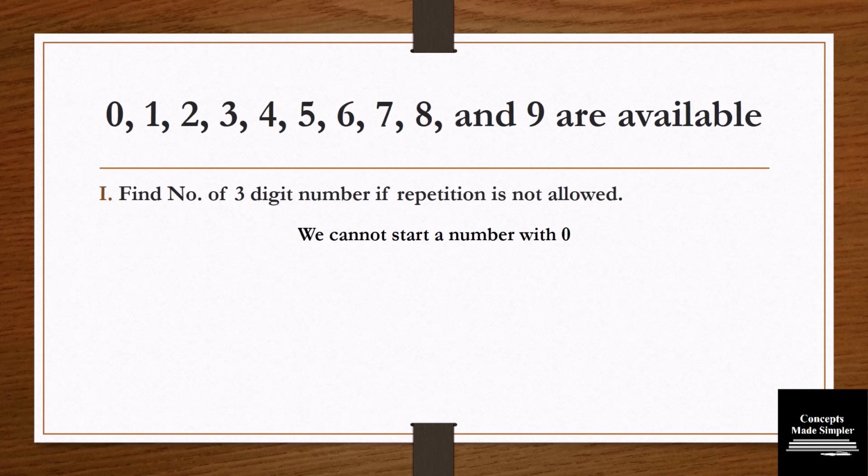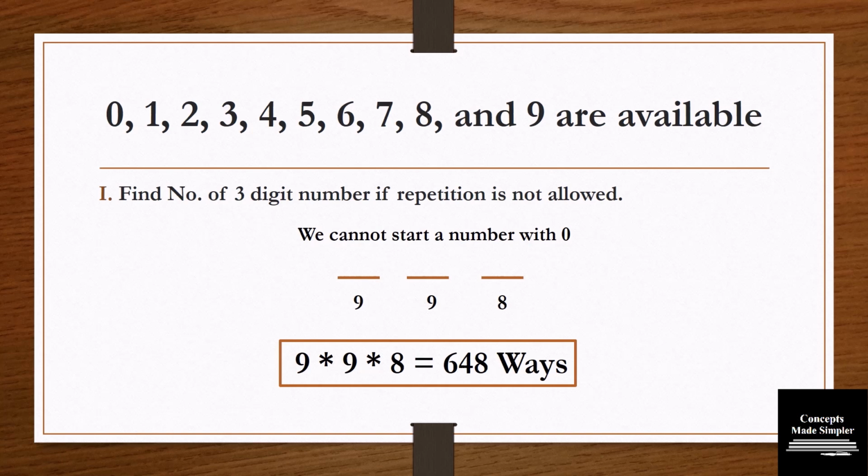The solution is, we have 3 placeholders. We should always start filling those placeholders which have restrictions. In this particular case, the restricted placeholder is the first one. So as we cannot fill it with 0, we are left with 9 other digits. So the first placeholder can be filled in 9 ways. Suppose we fill the first placeholder with 6. Still we are left with 9 other digits. So the second placeholder can be filled in 9 ways and the third can be filled in 8 ways. So the solution to this problem is 9 into 9 into 8, which is equal to 648 ways.